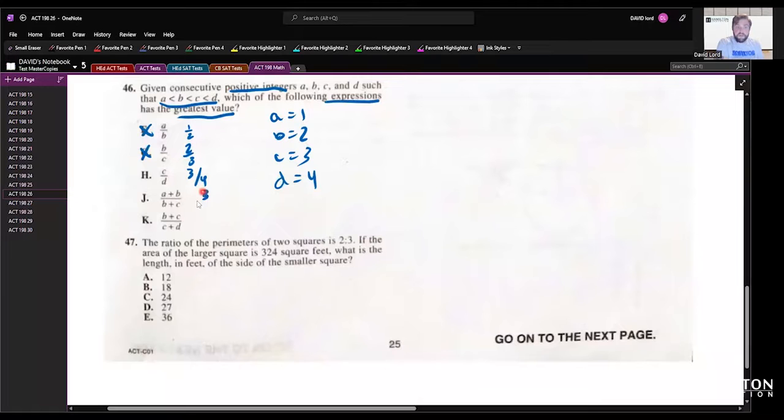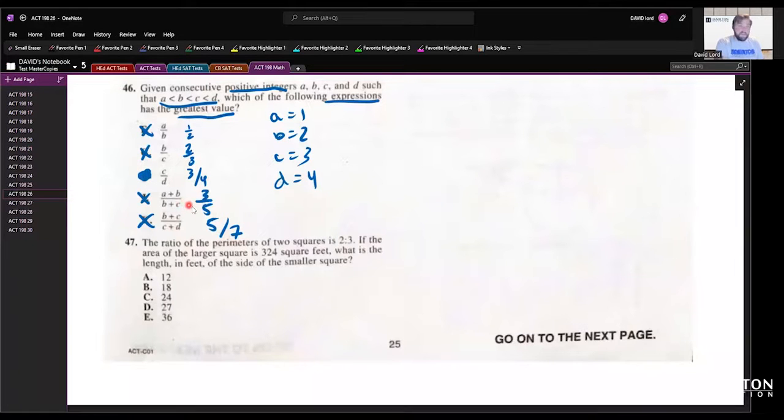So J is going to be 3 over 5, which is 0.6. So that's still smaller than H. And then K would be B plus C, which is 5 over 7. So you may not know what that decimal is. So you can use your calculator and check, but it is indeed less than H. So that is why the correct answer is H.